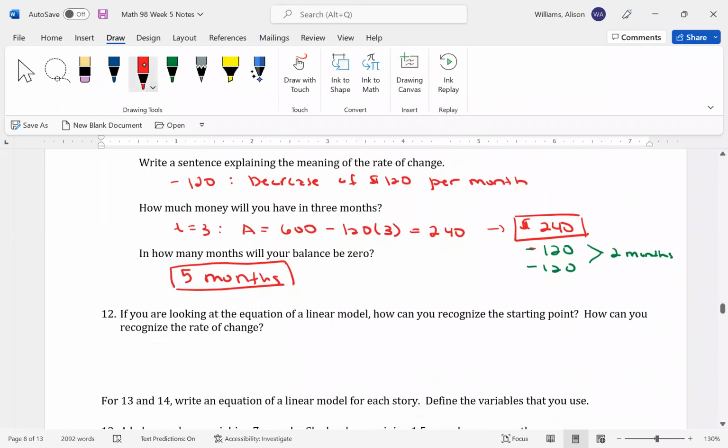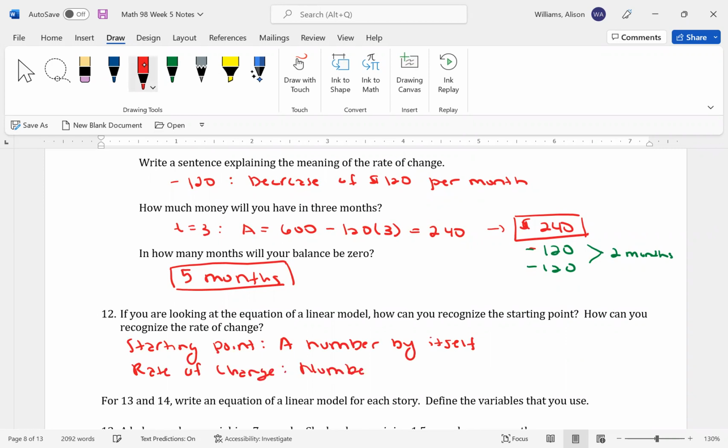So the way I tell it is the starting point is a number by itself. And the rate of change is the one number next to the variable, or multiplied by the variable. That's how I tell the difference.